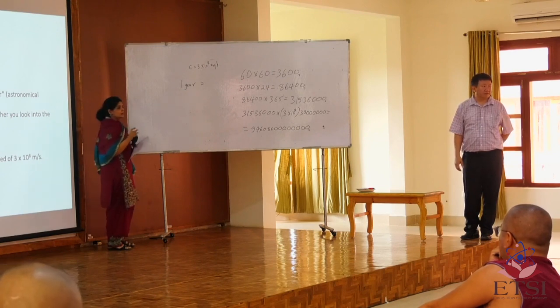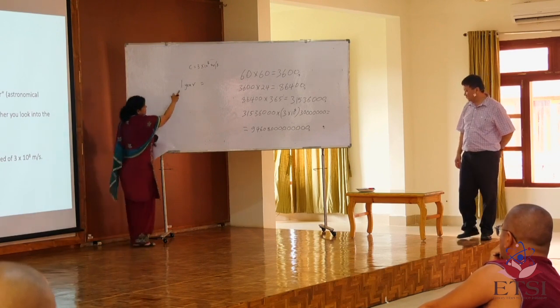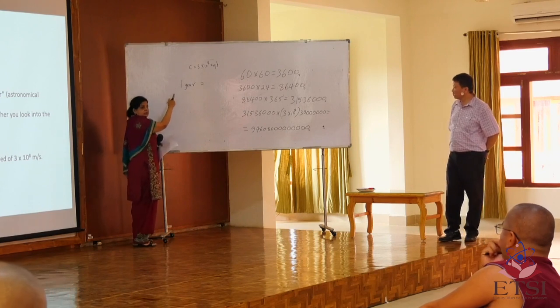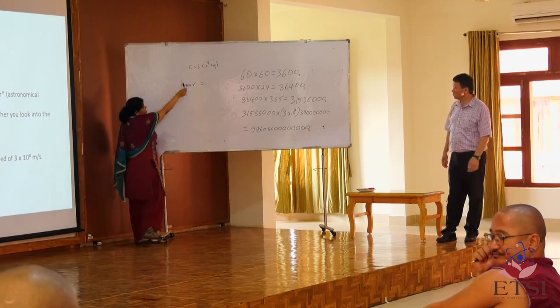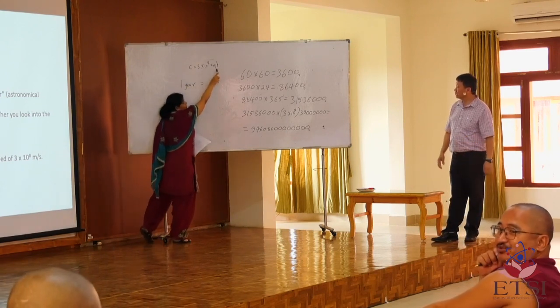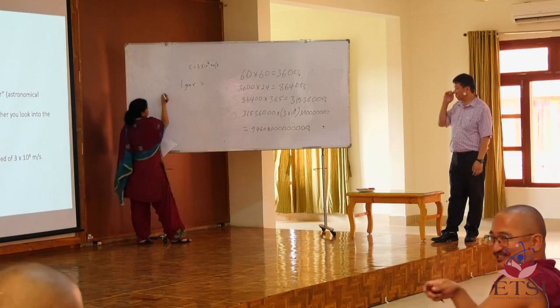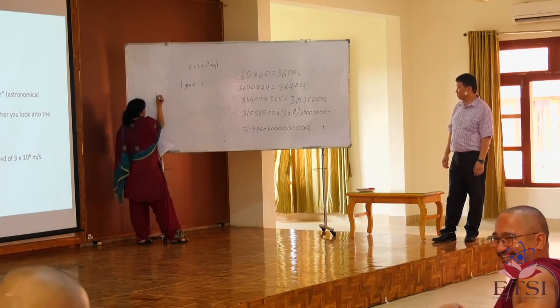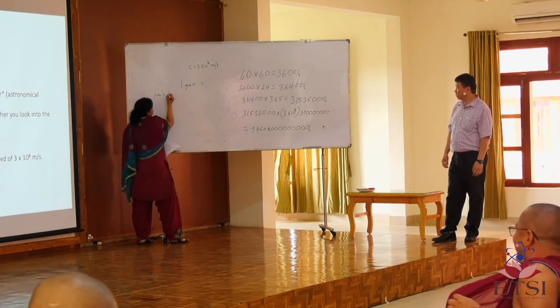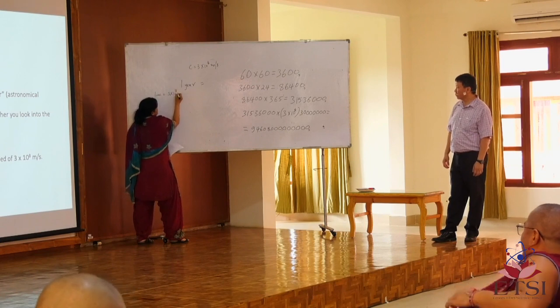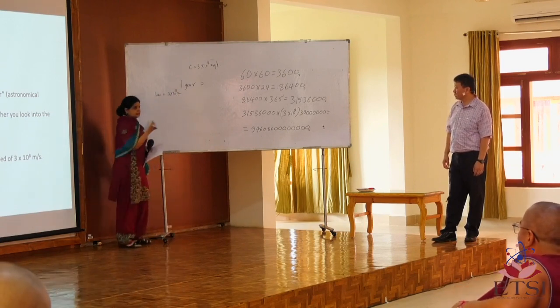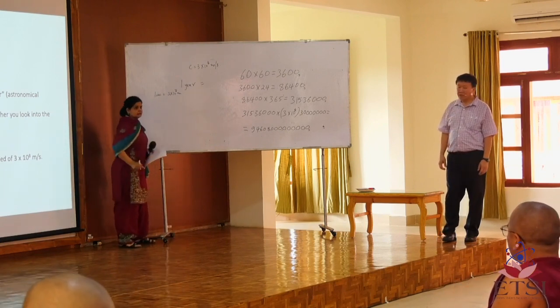Okay. So what he did was, what was given to you in 1 second, like speed of light is 3 times 10 to the power 8 meter per second, right? So I can write in 1 second, light travels these many meters. It's the same, right? Meter per second.